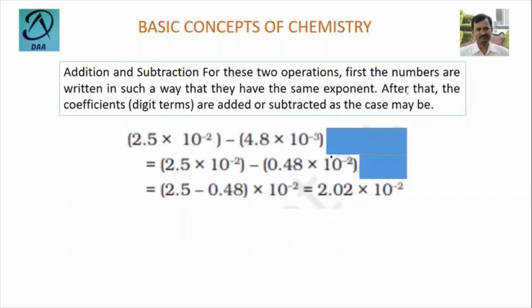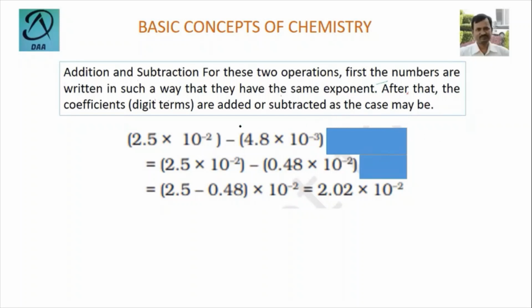Now, addition and subtraction, the two operations. First, the numbers are written in such a way that they have the same exponent. Because for multiplication and division, that is the difference: there is no need to change the 10 to the power n values to the same exponent. But for addition and subtraction, we have to do that.